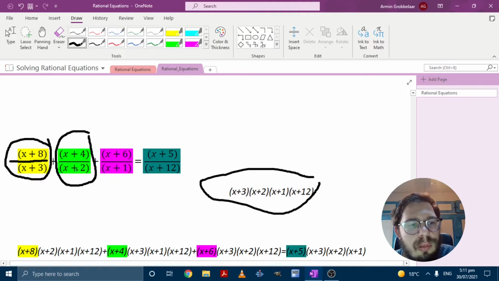So the next term already has an x plus 2, so it only needs an x plus 3, an x plus 1, and an x plus 12. So we say x plus 4 times x plus 3 times x plus 1 times x plus 12. Then we go to the next term, and we say plus.